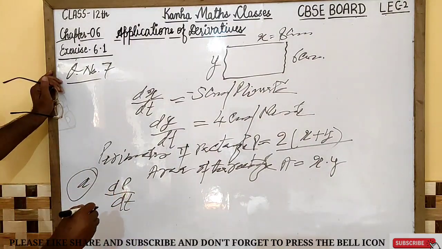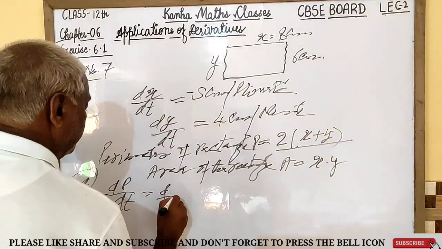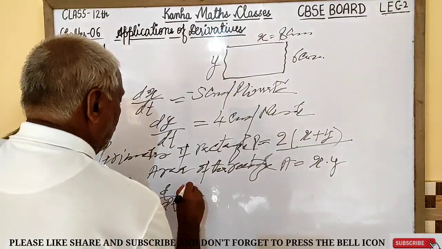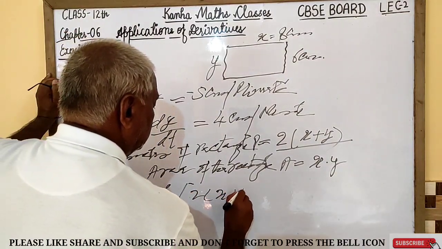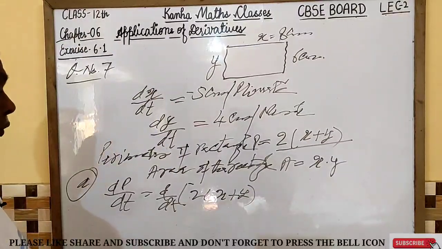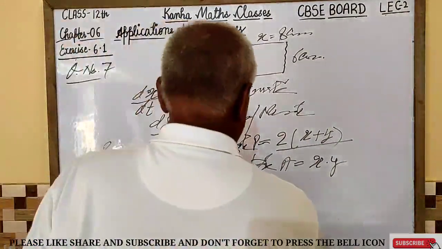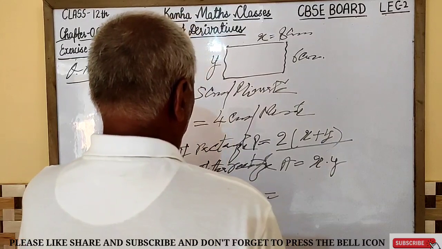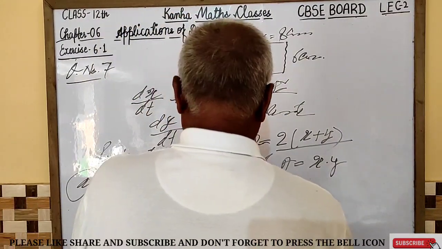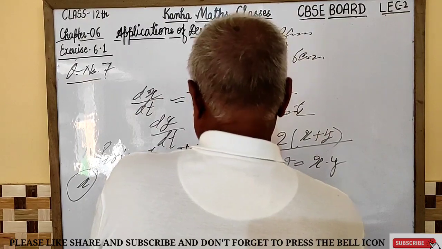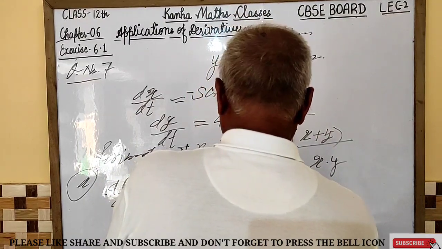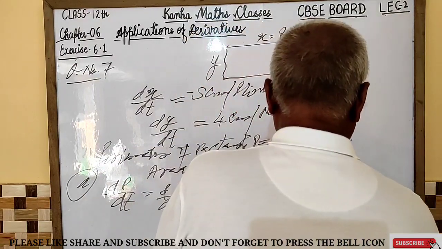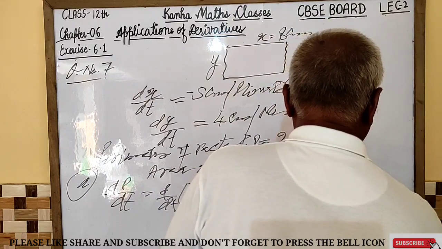dP by dt means d by dt of P. P means 2 times x plus y. First of all, here we will find the derivative: 2 times, x gives 1 dx by dt, and y gives 1 dy by dt.